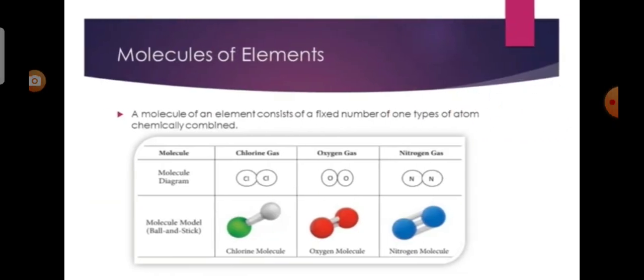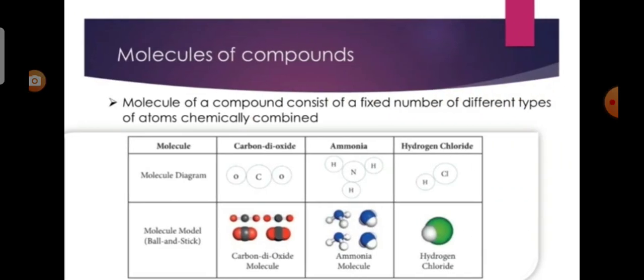Now we see about the molecules of elements. A molecule of an element consists of a fixed number of one type of atom chemically combined. So here, chlorine gas: chlorine contains two chlorine atoms. Likewise, oxygen gas contains two oxygen atoms. Nitrogen gas contains two nitrogen atoms.